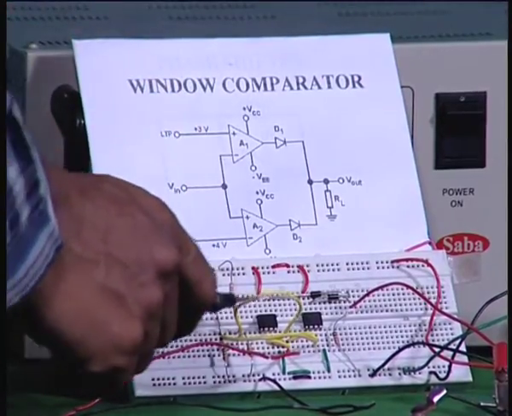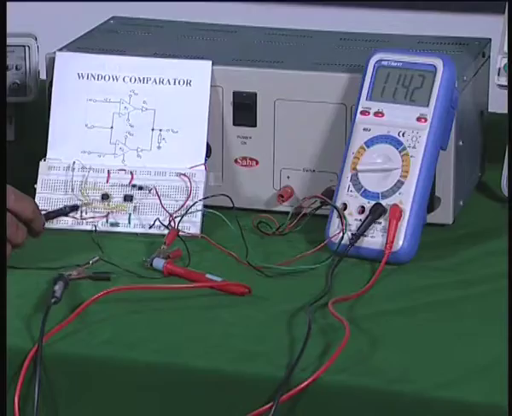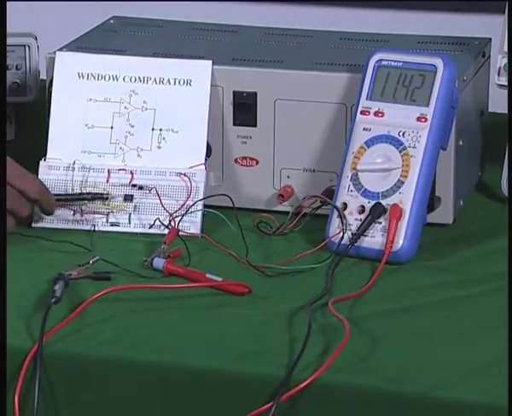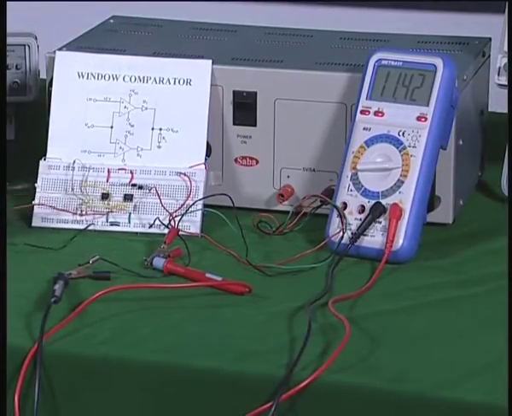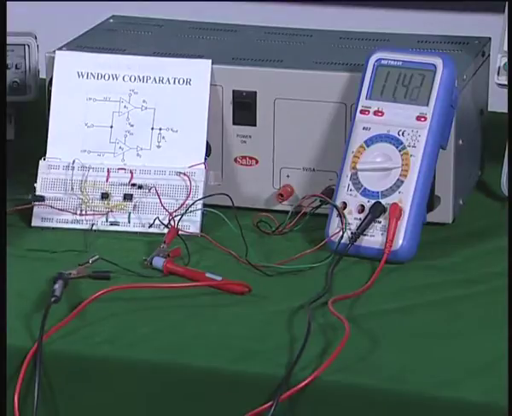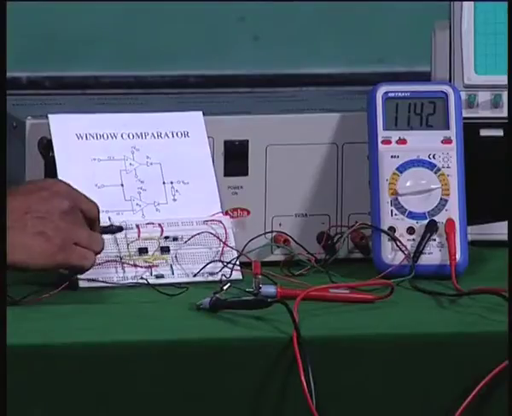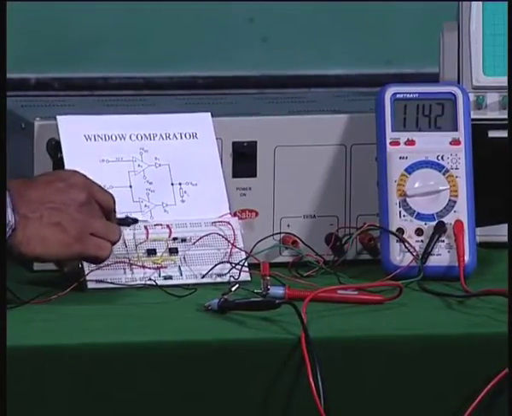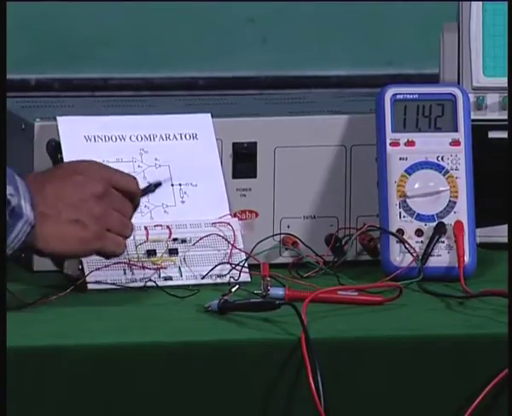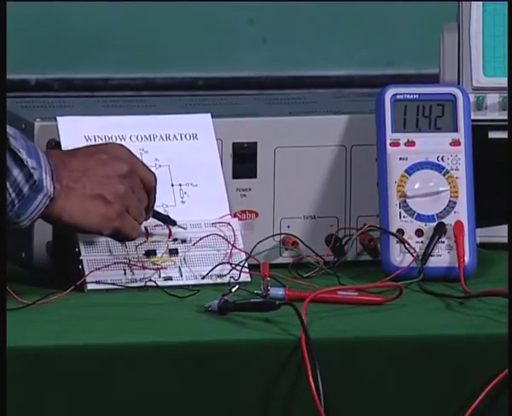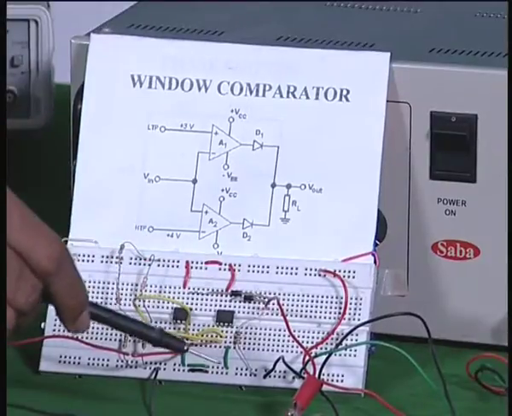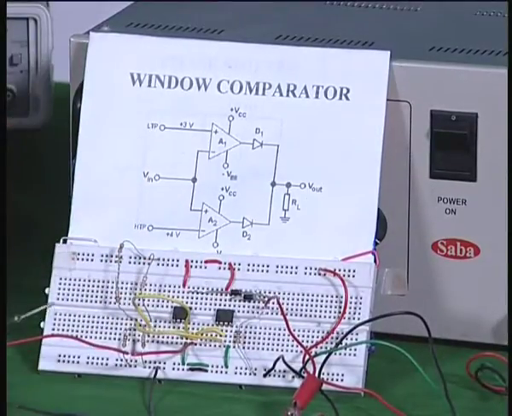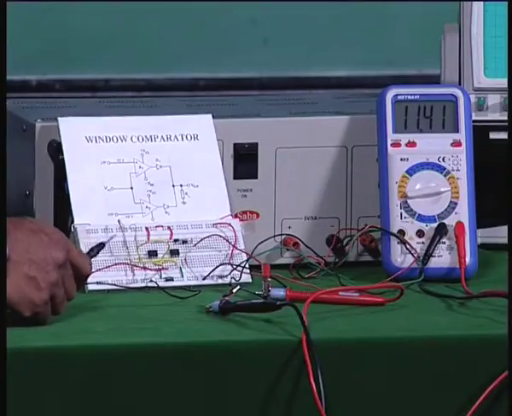Here below you can see the two op amps. I have used 741, the two op amps are here, and I have the two potential dividers here. The two yellow lines actually connect to the two op amps' LTP and the UTP, and I have the two diodes here at the output, at which I am monitoring using the multimeter what is the output voltage.